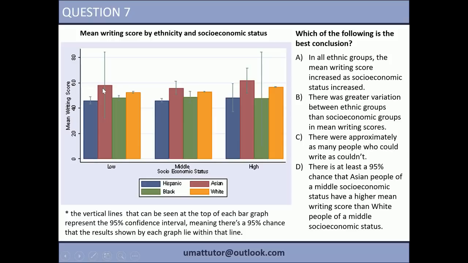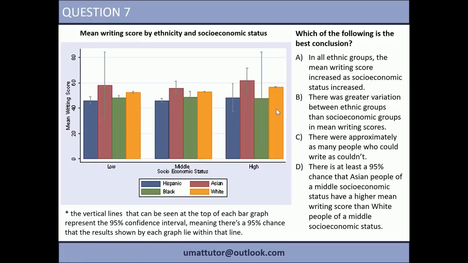If we look between ethnic groups, though, we can see that there are much bigger differences. Here in the low socioeconomic group, we can see that there's a jump of about 15 between the Hispanic and the Asian group. Likewise here, about 15 again. So there do seem to be bigger differences between ethnic groups than between socioeconomic groups.